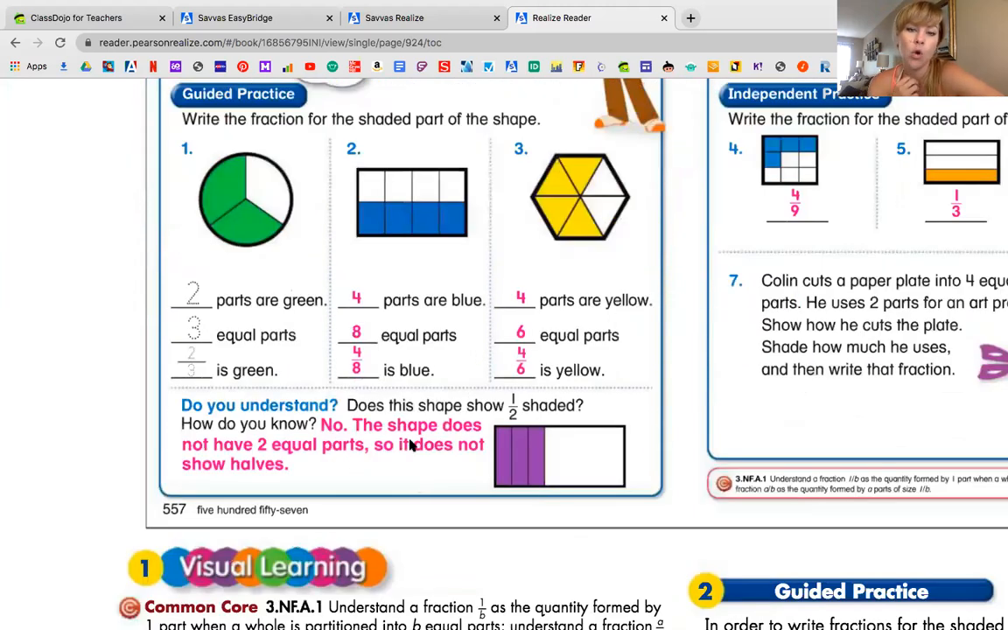Does this shape show 1/2 shaded? How do you know? Okay, so here's a shape. There's a whole piece, and it's hard because they don't show you the rest of the parts. But there's 3 pieces shaded. Does it look like it's shaded directly in half? I would say no. There are not 2 equal parts. So there's not 2 halves. There's actually 3 parts shaded. There's a lot more that you're going to learn in this area, but right now we need to know that this is not broken into halves. It's not 2 pieces, right? There's technically 3 colored.